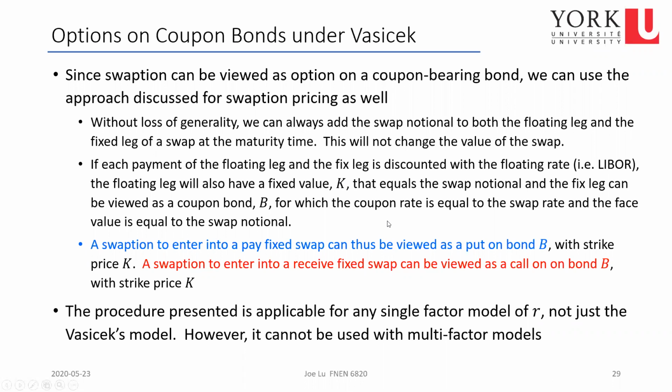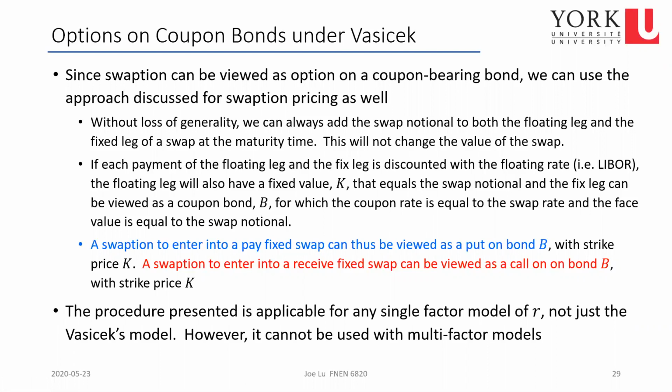But the value of the fixed side is not the notional. You can treat the fixed side as a coupon bond in this case, and the coupon rate would just be the fixed swap rate. The face value is then the swap notional. So once you have done that, you are exchanging one side of your swap for the other.